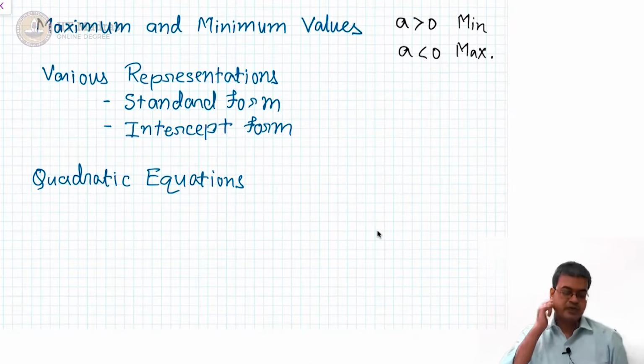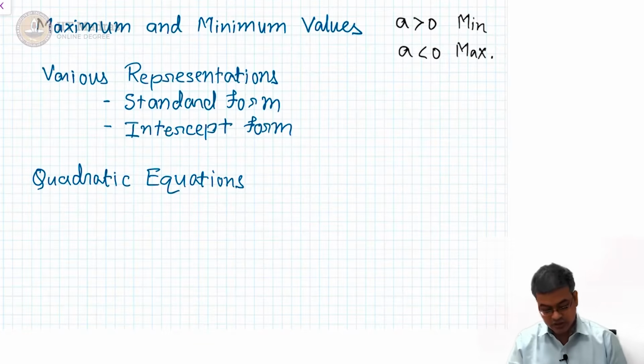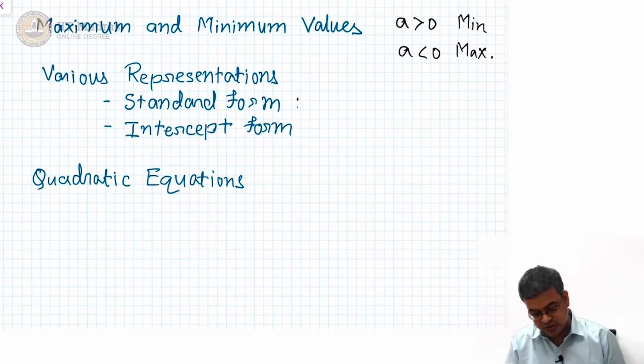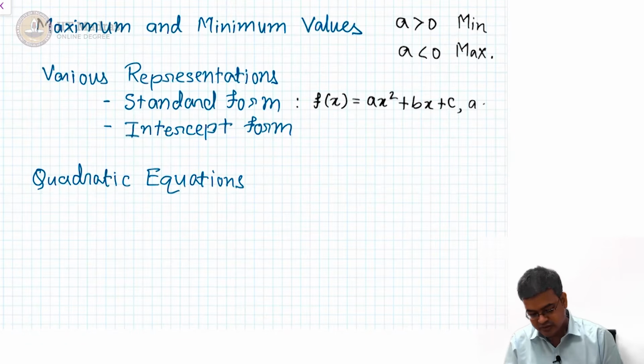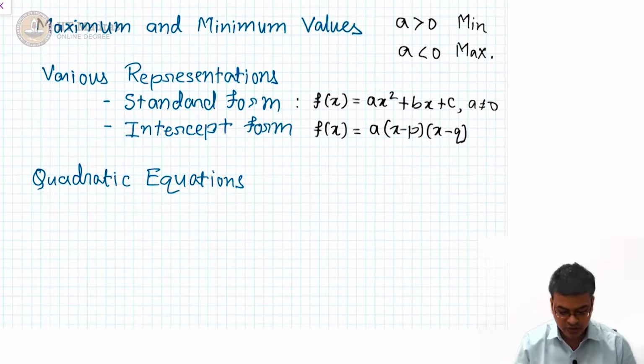So in this video, let us try to see various representations of quadratic functions. There are typically two representations that we have shown. One representation is the standard form, where f(x) is equal to ax square plus bx plus c, where a is not equal to 0. Another representation is of the form f(x) is equal to a times (x minus p) into (x minus q). Again, you need a to be not equal to 0.